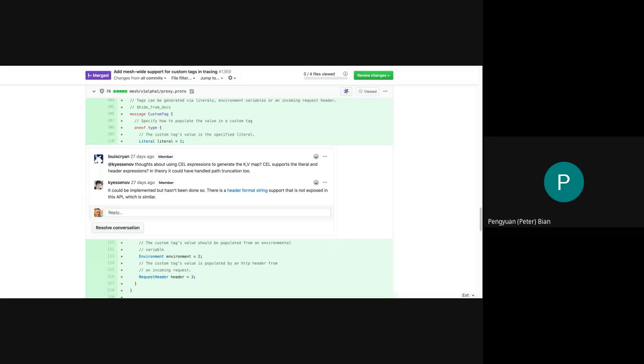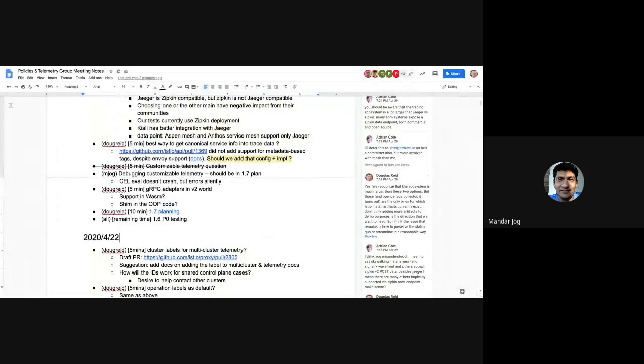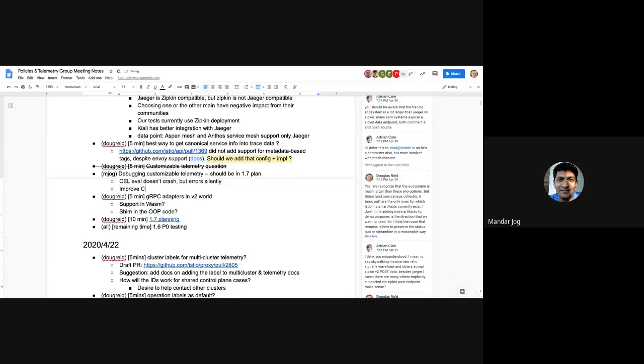Yeah, okay, I see. So first priority is to improve CEL debugging, which is needed both for configurable metrics, and really anything configurable. So yeah, okay.